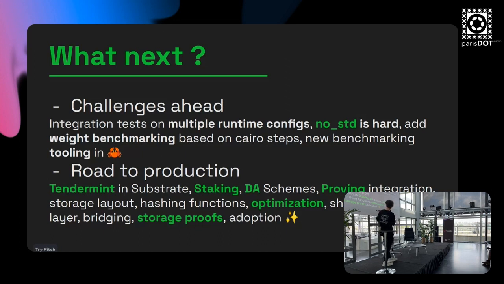Then weight benchmarking based on Cairo steps. Right now, all the extrinsics are basically unsigned and with zero weight. And that's something that could be problematic, could be a vector of attack. So we need to implement some benchmarking based on the Cairo steps, which is the unit of measure to represent computation in the Cairo VM.